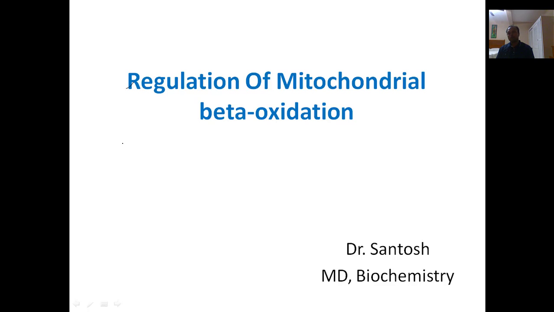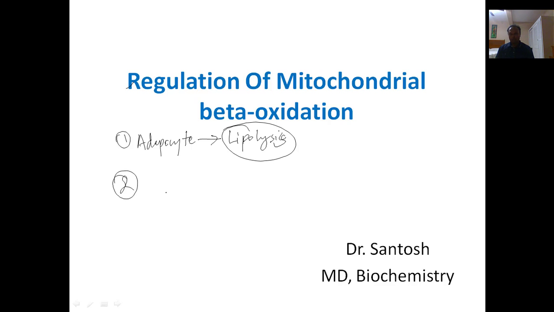So today we will be talking about regulation of mitochondrial beta oxidation. Regulation of mitochondrial beta oxidation occurs mainly at two steps. First step is in adipocytes, where lipolysis occurs. So this regulation occurs at lipolysis, and the second step is at tissues where fatty acid oxidation happens, like liver and muscle.